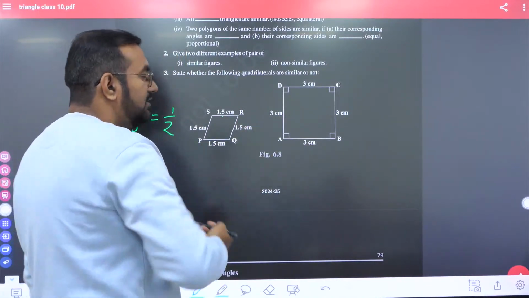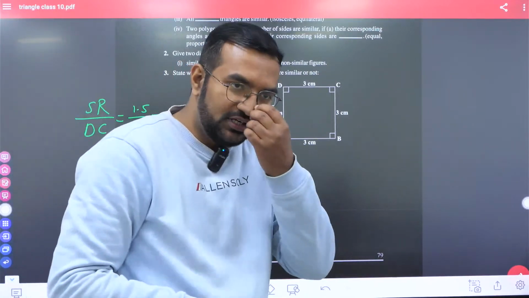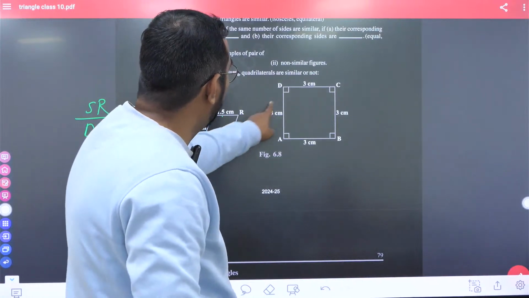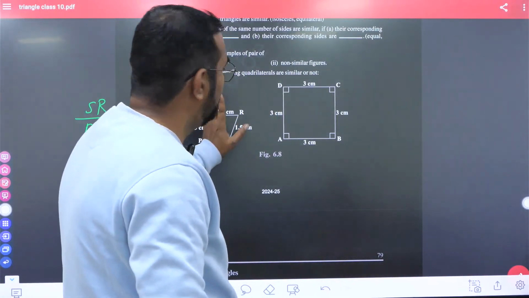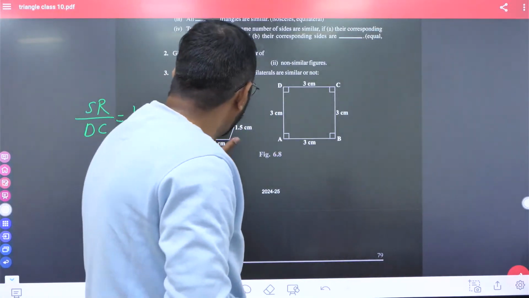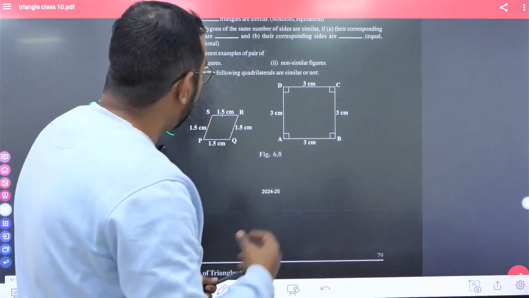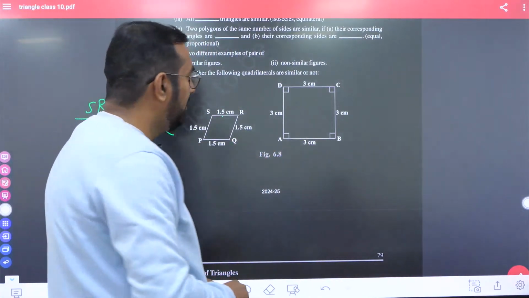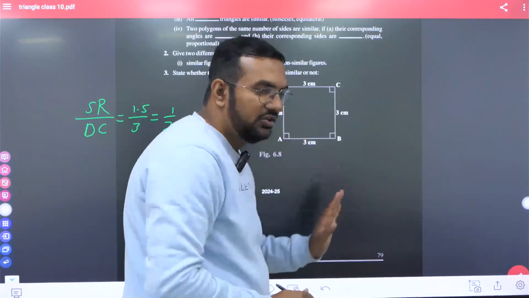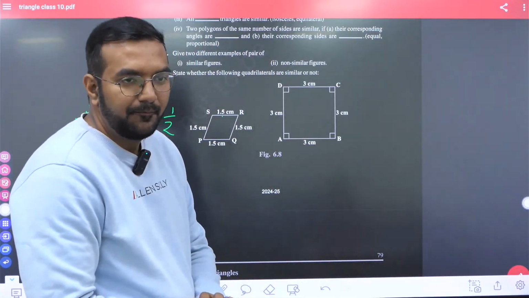So the corresponding sides' ratios are proportional, but the angles are different. Here is a 90 degree angle, this one is not. There is no 90 degree angle in this. So it is not following both criteria. That's why these two figures are not similar. Clear?